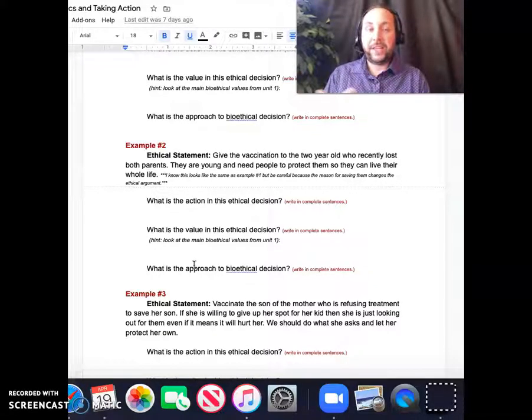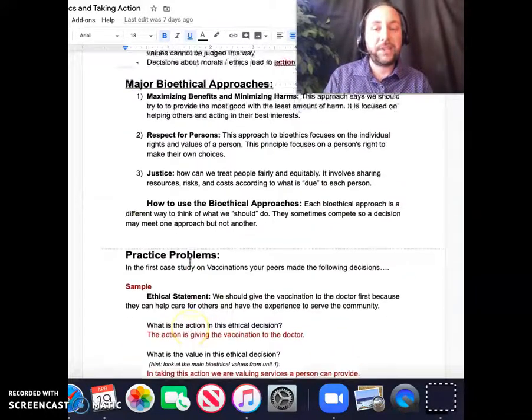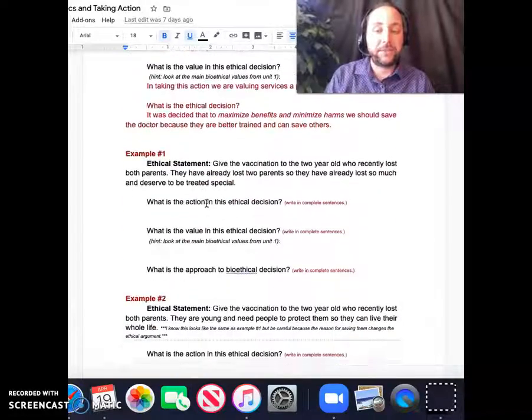Even if you feel like it should be about justice, in this case, if you're doing it because of how long they have to live, then you're taking the bioethical approach of maximizing benefits. You're trying to give them the maximum number of years of life.